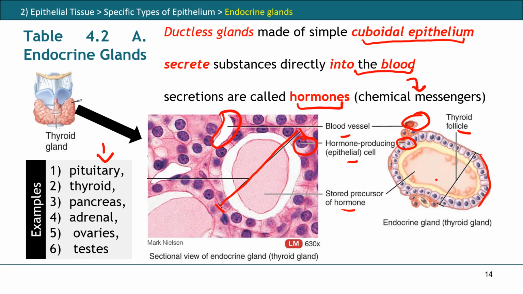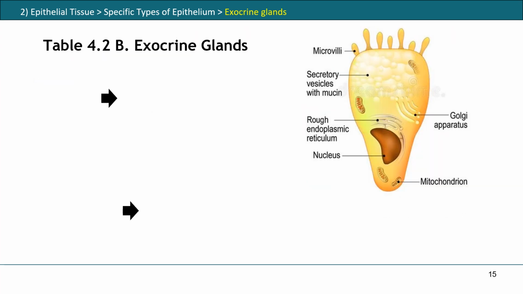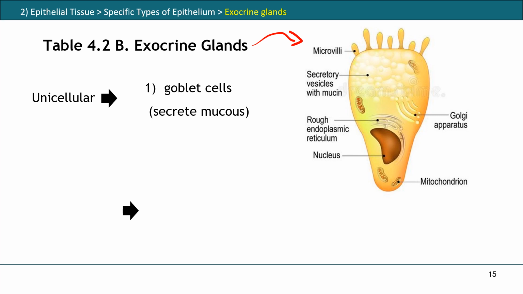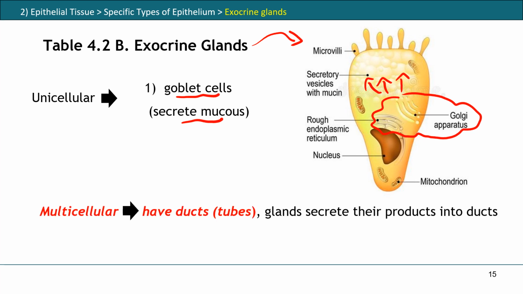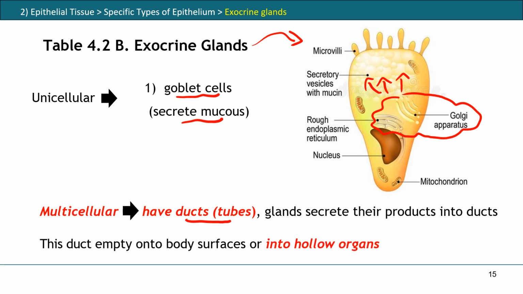Okay, so now let's talk about exocrine glands. The first example of an exocrine gland, if you remember, I told you they could be unicellular ones, is the goblet cells that we talked about before, which secrete mucus. Here they have all these organelles that we talked about in the beginning of the course, which are in charge of producing large quantities of this mucus. In addition to that, you have multicellular glands that, of course, I told you have ducts and tubes, and they use those to secrete these molecules, and they can do it on the body surface, or they can do it into hollow organs.